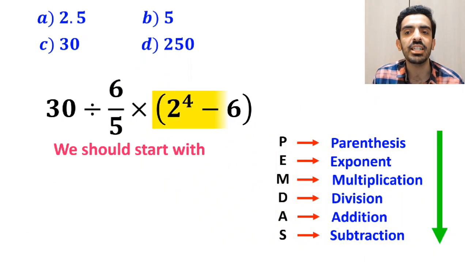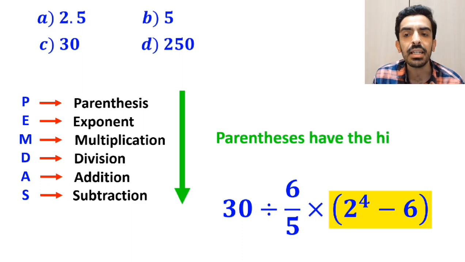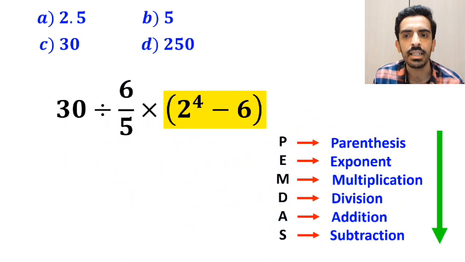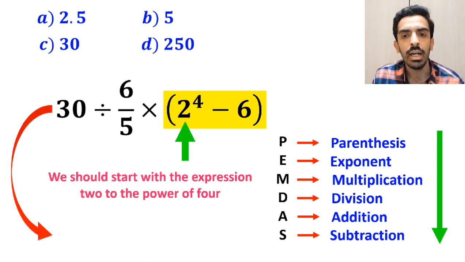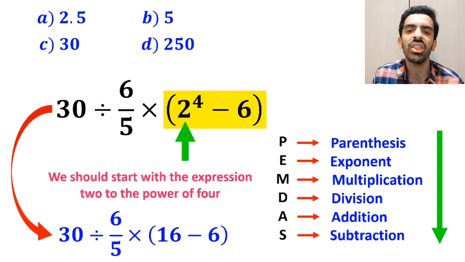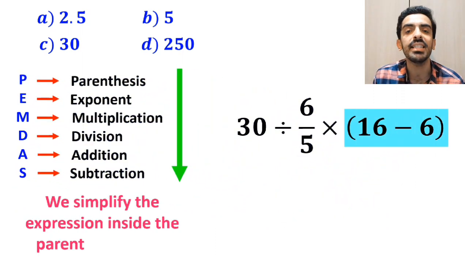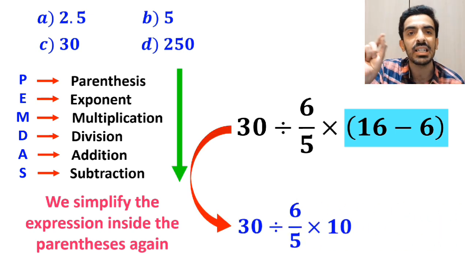So, we should start with the expression inside the parentheses first, because parentheses have the highest priority over the other operations. And inside the parentheses, we should start with the expression 2 to the power of 4. So, instead of this expression, we can write 30 divided by 6 over 5 times 16 minus 6 inside the parentheses. And the next step, we simplify the expression inside the parentheses again. And instead of this expression, we can write 30 divided by 6 over 5 times 10.